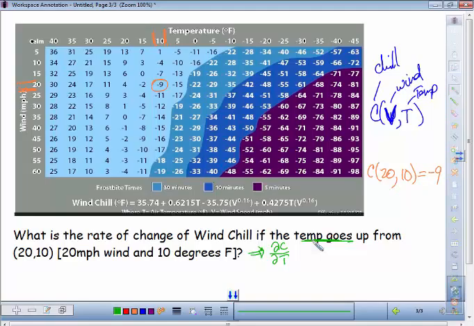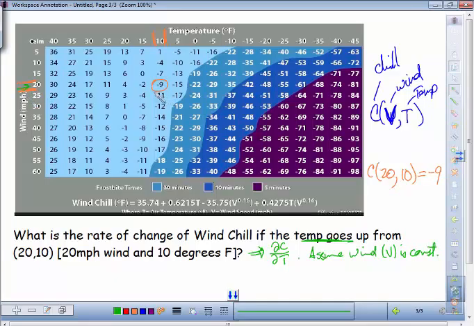So there's a couple ways to do this, and one good way to do this is to fix your wind. Assume wind or velocity is constant at 20. Assume that your wind speed is constant at 20.